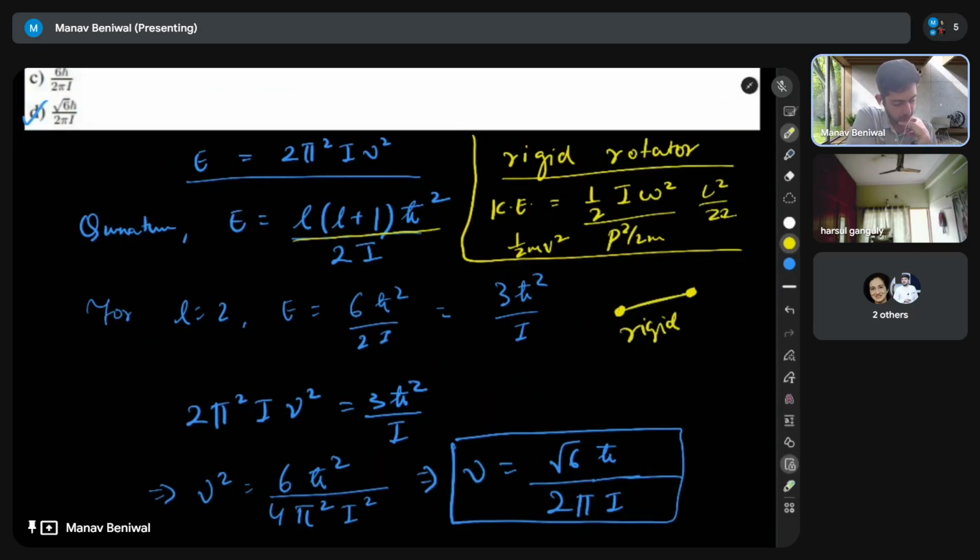Rigid meaning that this distance will not change, as is expected for the diatomic molecule. And rotator means that it will rotate, and it does not matter about which axis it rotates, because that will be taken care of by the moment of inertia. If it rotates about this axis, then the moment of inertia will be different as compared to that axis. So we do not need to define the axis of rotation to find nu, because that will be taken care of by the moment of inertia.